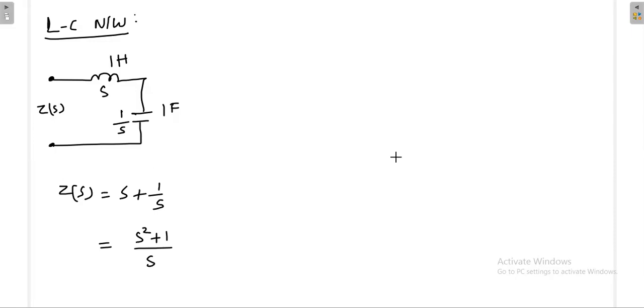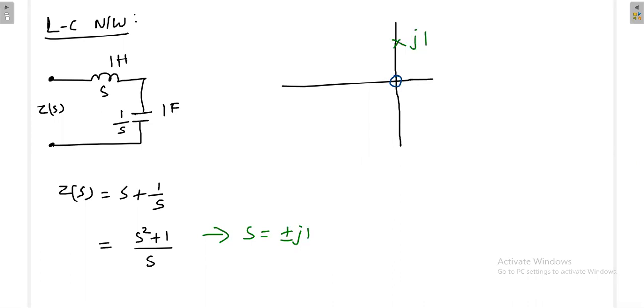Then what is the pattern here? First 0 is there at the origin, and again S square plus 1 means S is equal to plus or minus J1. So one pole is plus J1 and another pole is minus J1. That means finally the poles and zeros are on the imaginary axis. It is not on the real axis.